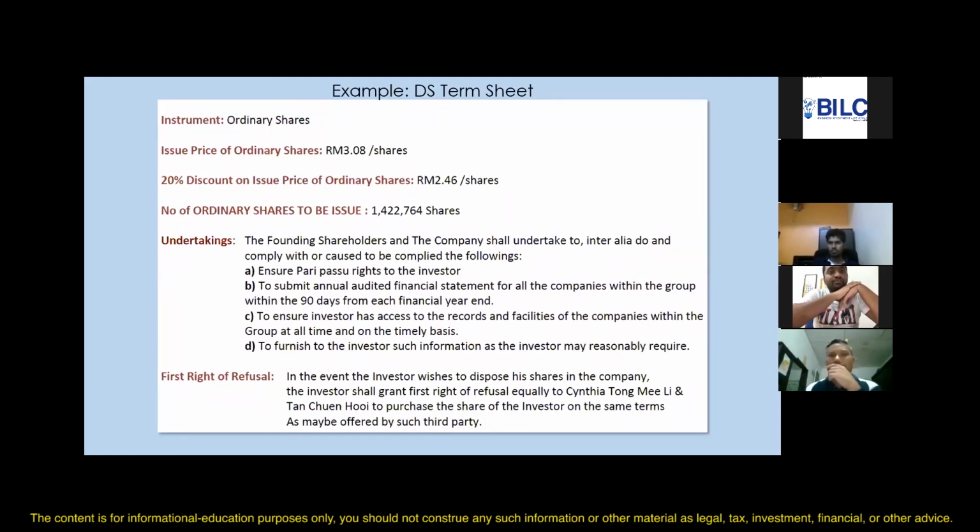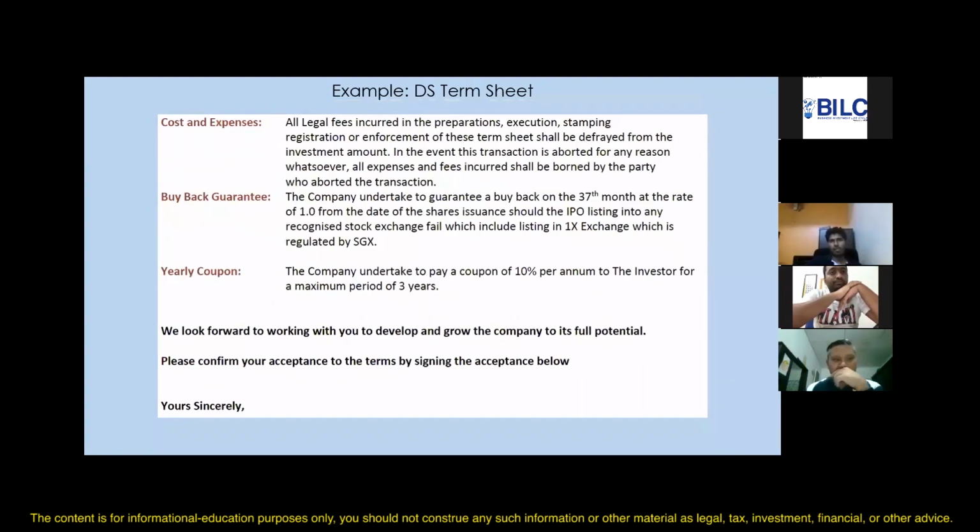Next slide. So going on, you'll be able to see the costs and expenses. Basically, who bears the legal fees, you, the investor, or the investee? What's the buyback guarantee, and what's the yearly coupon that you're looking at?